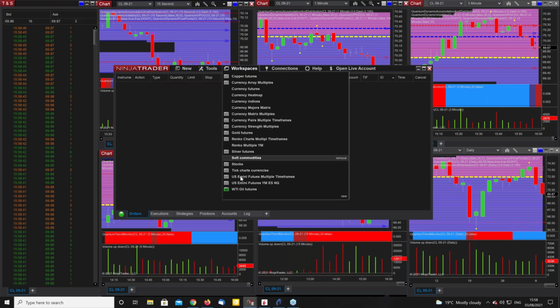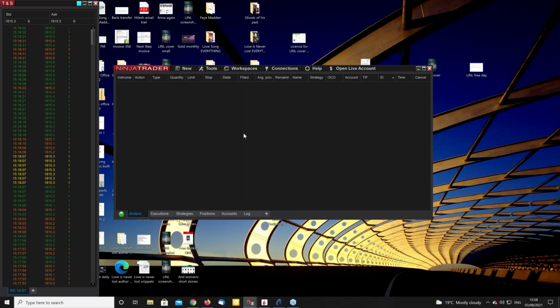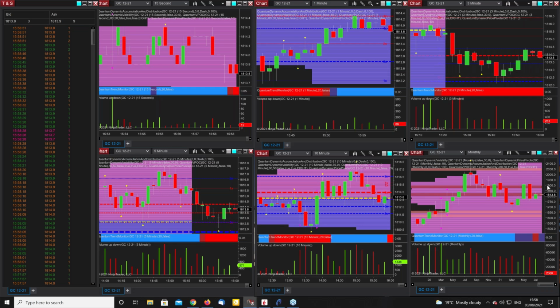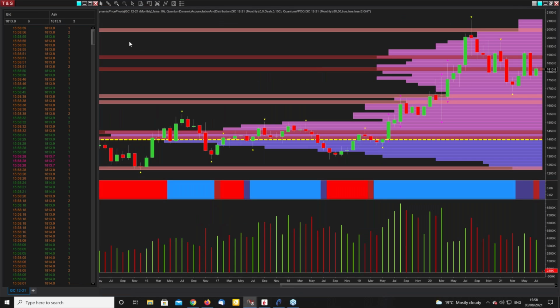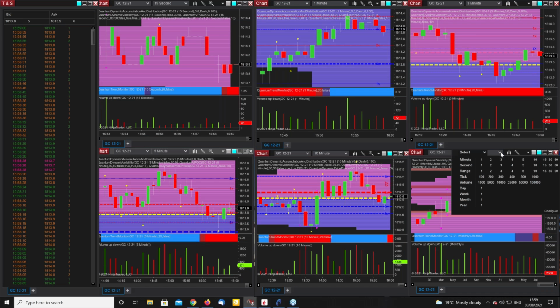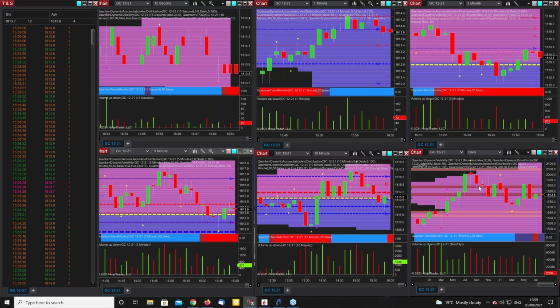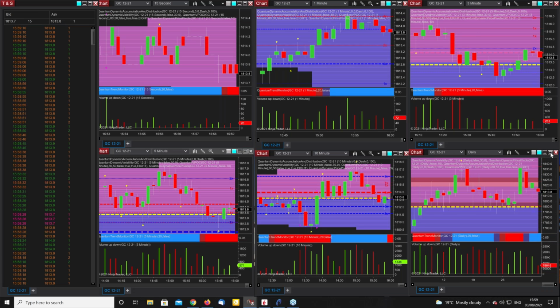In terms of gold, gold's really struggling and has been for some time around the $1,800 an ounce mark. Let's move that up a little bit. There we go. Currently at 1813. Really struggling. This is on the monthly. Let me just take that down to a different time frame. Let's go to the daily. There we go. This is where we are on the daily.